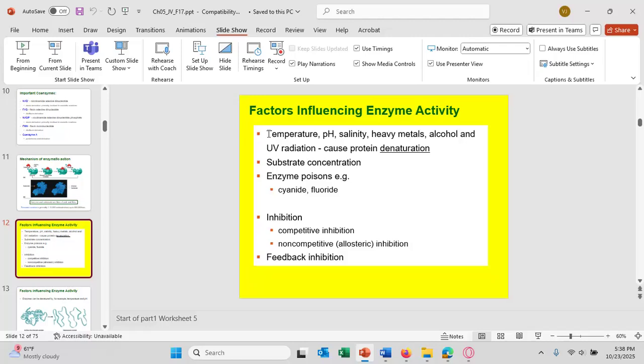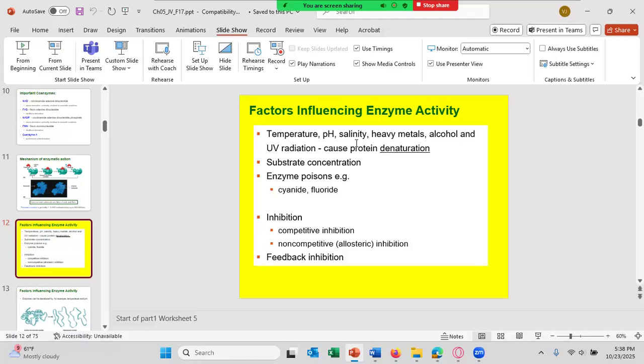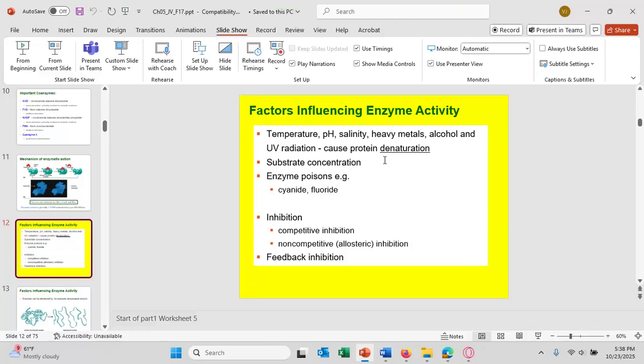Boiling would be 100 degrees Celsius. And normally the enzymes want to be optimal around 37 degrees Celsius. So probably someplace above 65 degrees Celsius, the human enzymes would stop working. When an enzyme totally stops working because it's at the incorrect temperature, pH, or salinity, or because heavy metals, alcohol, or UV radiation are present, the protein has been totally denatured, meaning the protein has totally lost its correct shape and the enzyme can no longer function.